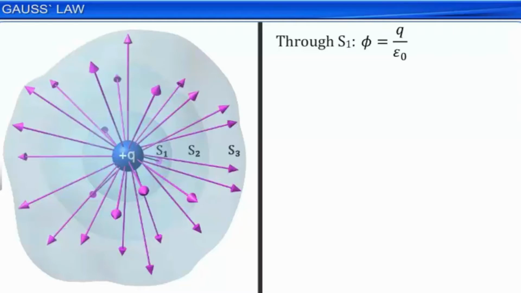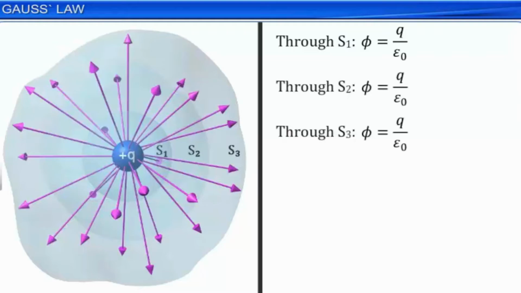Hence, the net flux through S2 and S3 is equal to net flux through S1. That is, phi is equal to Q by epsilon naught. Here, we observe that the net electric flux phi through any closed surface is independent of the shape of the closed surface. Hence, we conclude that a Gaussian surface can be of any arbitrary shape.